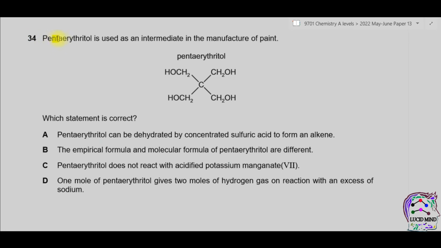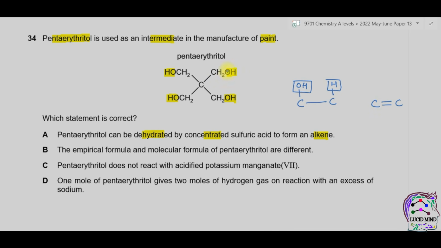Question 34. Pentaerythritol is used as an intermediate in the manufacture of paint. This is the structure. We have 4 OH groups present on 4 corner carbons and there is 1 carbon in the center. Which statement is correct? A. Pentaerythritol can be dehydrated by concentrated sulfuric acid to form an alkene. Now concentrated sulfuric acid is a dehydrating agent. It can remove water from alcohols. Now it happens if one of the carbons has OH and the adjacent carbon has a hydrogen atom. So what will happen? This OH is removed along with this hydrogen and an alkene will be formed.